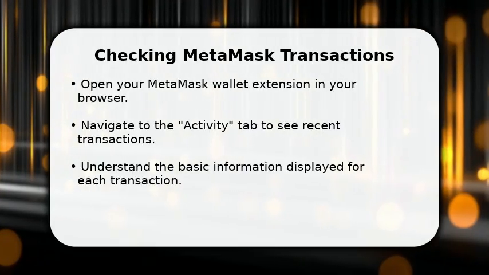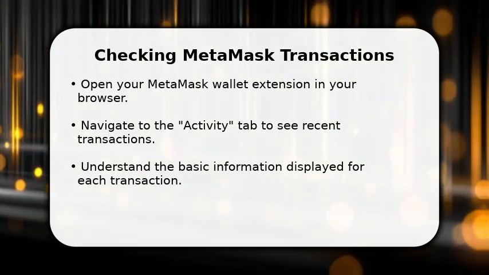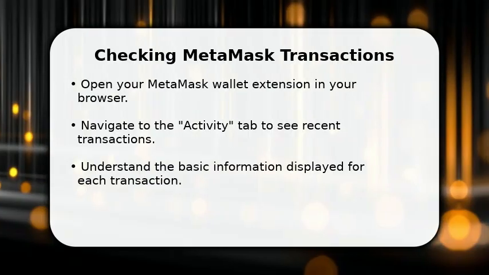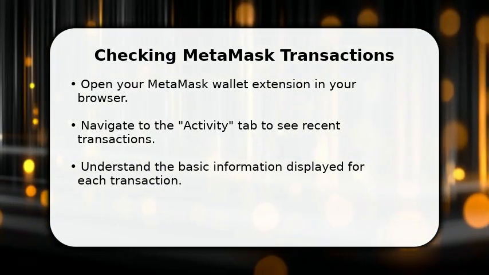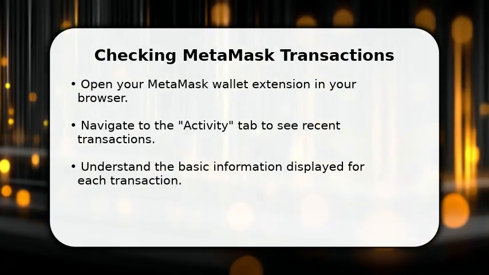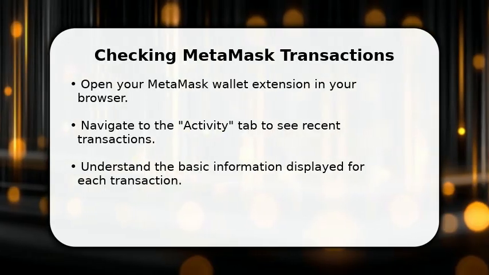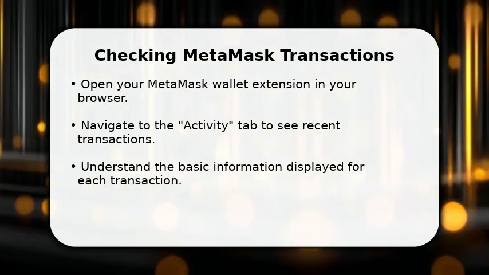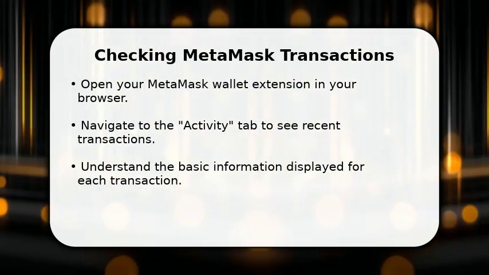In this video, I will explain how to check your Metamask transaction history step by step. First, we will open the Metamask wallet and locate the Activity tab. Then, we will explore individual transaction details within the wallet interface. Finally, we will learn how to use a block explorer for more in-depth information. This process is straightforward and helps you keep track of your digital asset movements with ease.